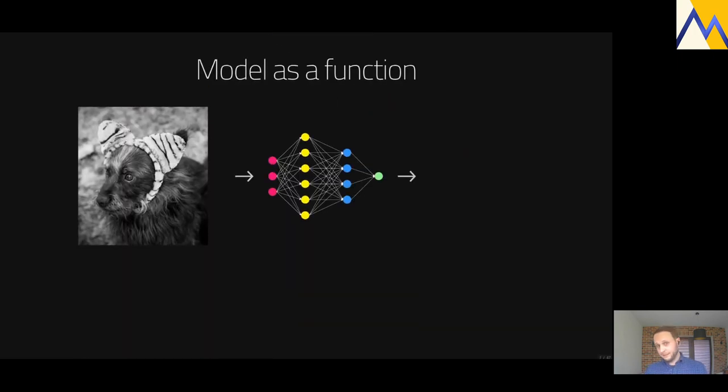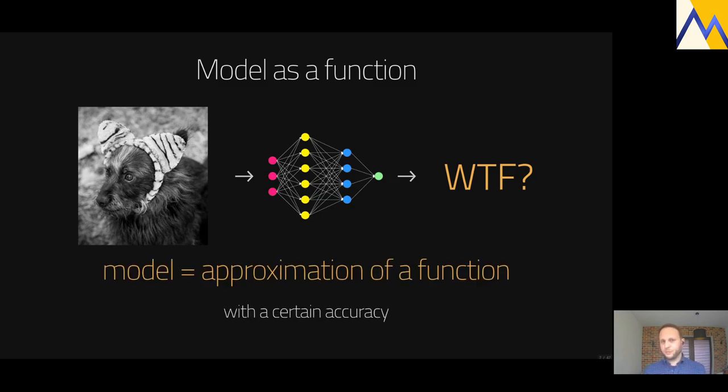Sounds simple, but what happens if you feed the model with an image like this one? You might not really get the answer you're hoping for. A model is kind of a function, but to be more precise, a model is actually an approximation of a function. And it has a certain accuracy because when you get the output of a model, it actually gives you a probability distribution. It says that the photo presents a dog, but the model is like 96% certain that this actually is a dog.